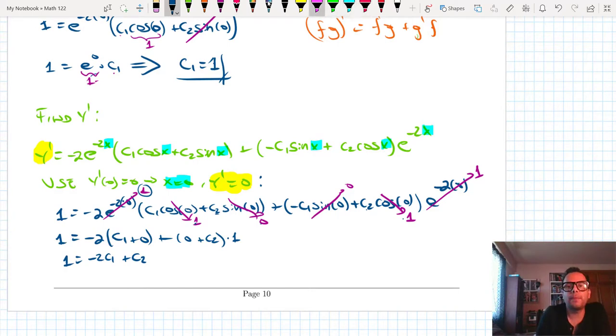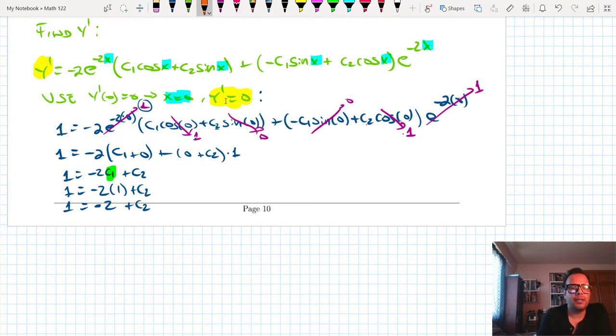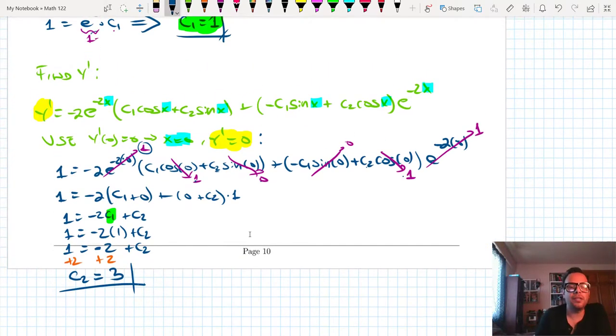But the good thing is that we know what c1 is, we know it's 1, so we can just plug that in. 1 equals negative 2 times 1 plus c2. This will be negative 2 plus c2, which equals 1. Add 2 to both sides to get c2 equals 3. Okay, so we get c2 and c1.